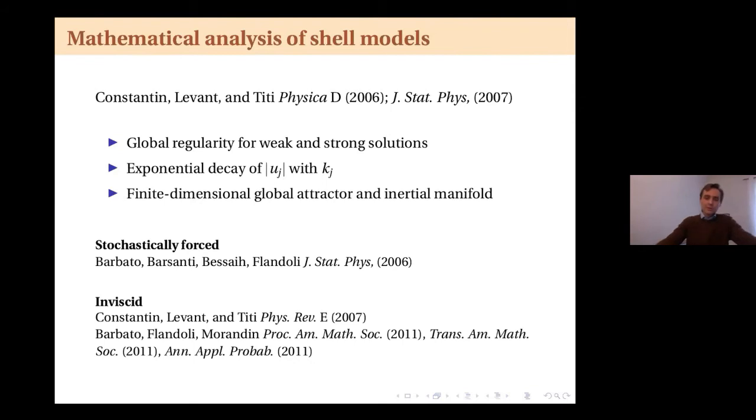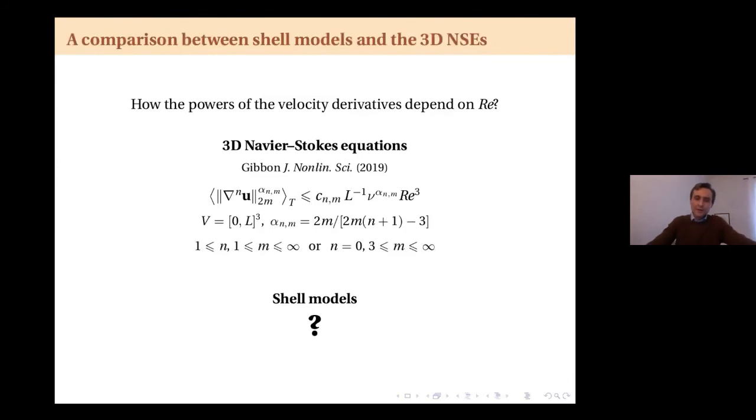Now, the question that we are going to address, and that I mentioned at the beginning, is: can we find a way to make a quantitative comparison between shell models and the Navier-Stokes equations? Of course, stated in this way, the question is very vague. So what kind of approach are we going to take? We are going to compare how the velocity derivatives and their moments depend on Reynolds number in the two systems.